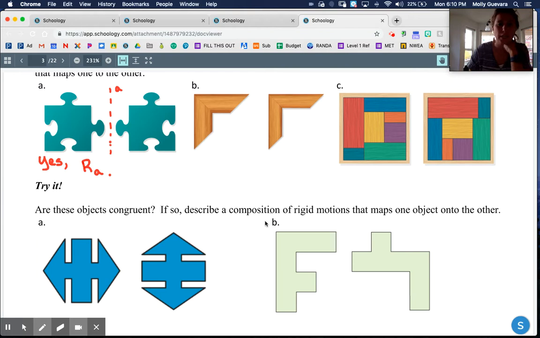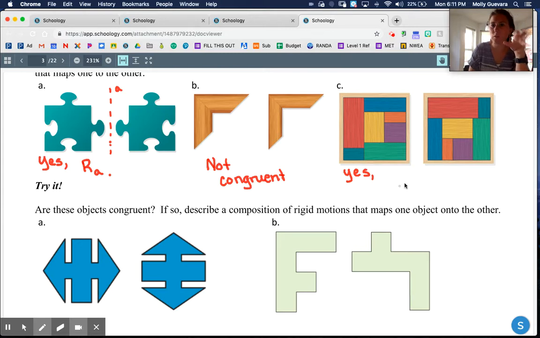Okay. For B, this piece of wood is too thick. This piece of wood is thinner. So these are not congruent, right? They are not the same image. Okay, and then C is a little bit tricky. So if we look at C, sometimes it takes a little while for us to look at this. But yes, these are congruent.